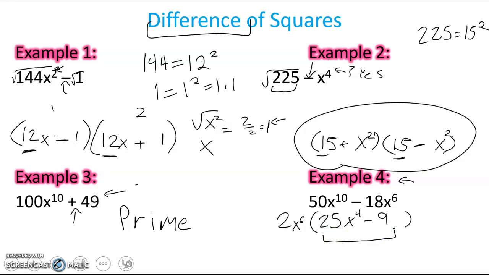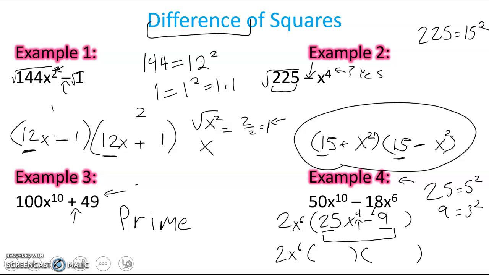And now I can't take any more GCFs out of that, so now I go through my other questions. Do I have a subtraction sign? Yes. Are my numbers 25 and 9 perfect squares? Yes, they are. 25 is equal to 5 squared, and 9 is equal to 3 squared, okay? And then my exponent here is even. So we're even, so we can move on with our method here. We still write the 2x to the 6th on the outside. We set up our 2 other parentheses.